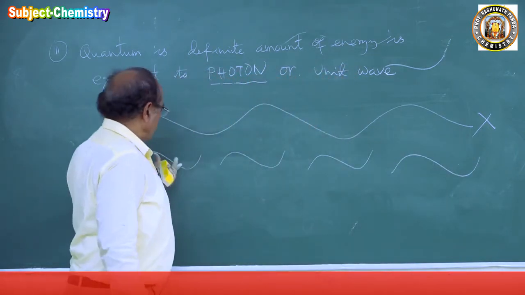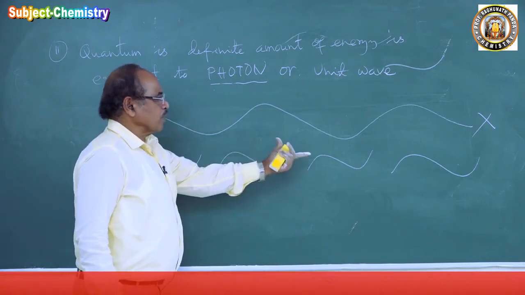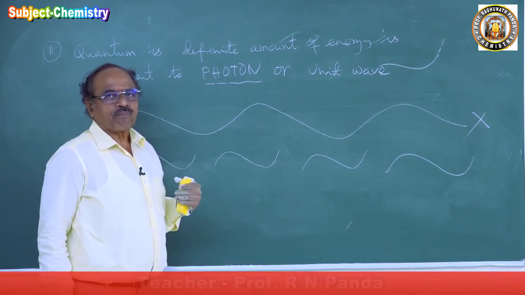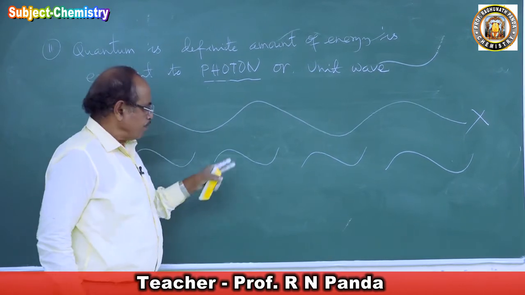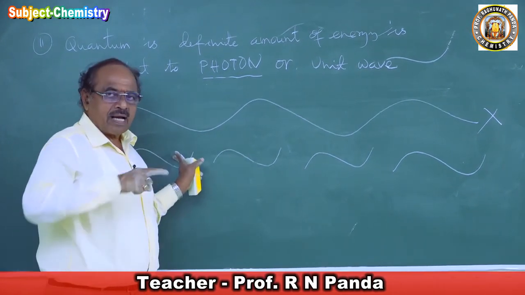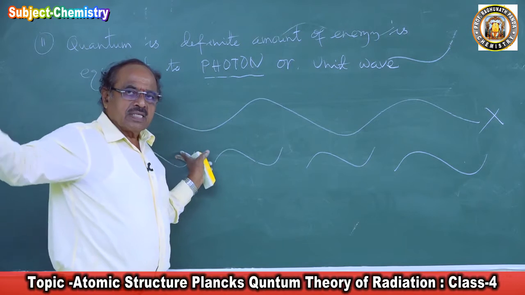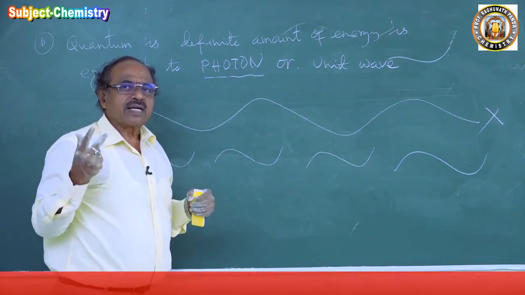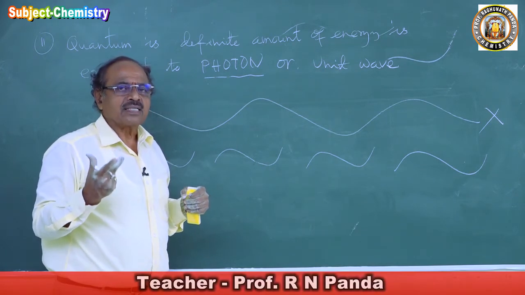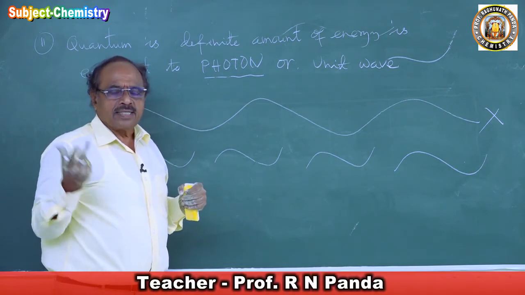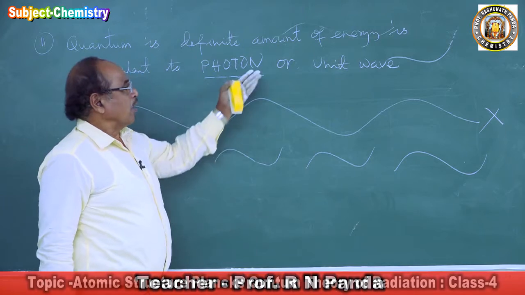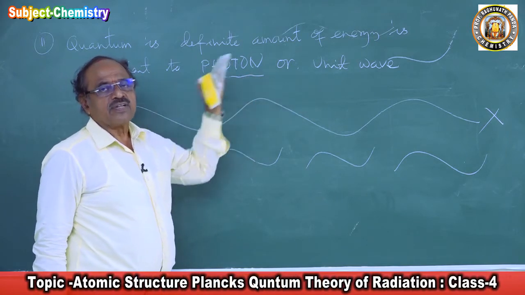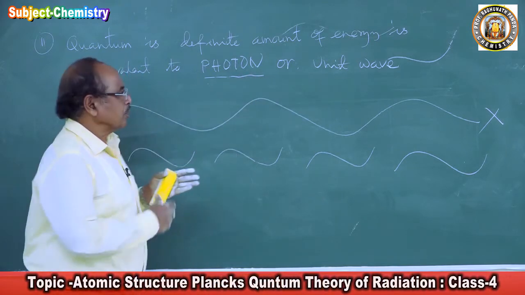So this is one quantum, this one quantum, this one quantum, and one quantum. So discontinuous, there is a gap between two. One comes, then another comes, then another energy comes, like this, a pocket of energy. That quantum is a pocket of energy, or equivalent to a photon, and you can call it a unit wave.